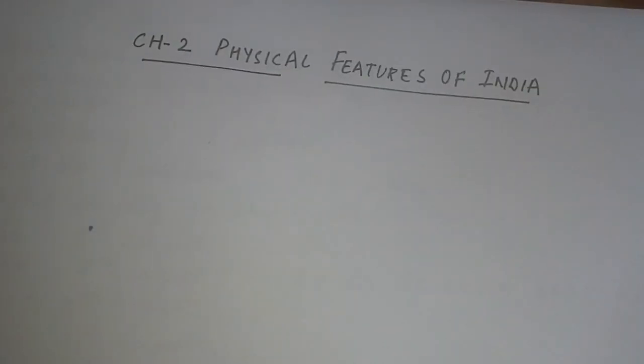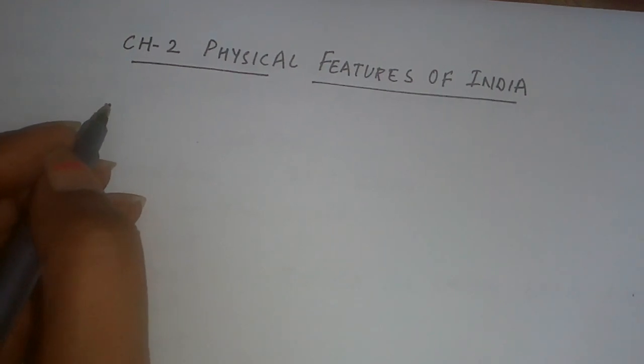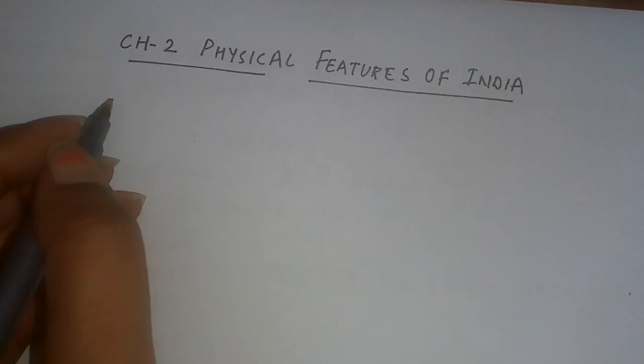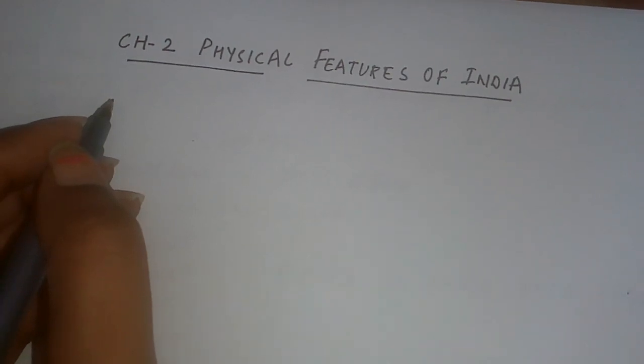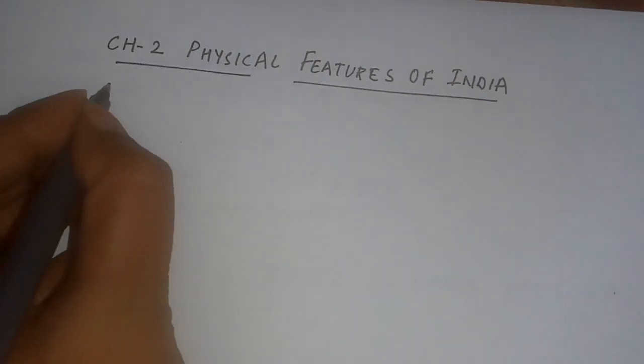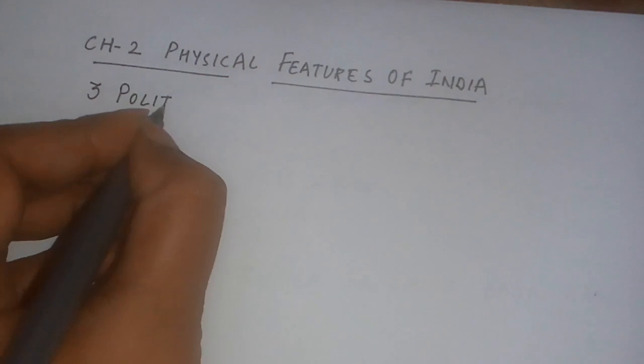So students, to do the map work from Geography's chapter 2, that is physical features of India, what all we'll be needing first of all? While seeing this video, what you can do, you can sit with these things. The things that are needed by you are 3 political maps of India.